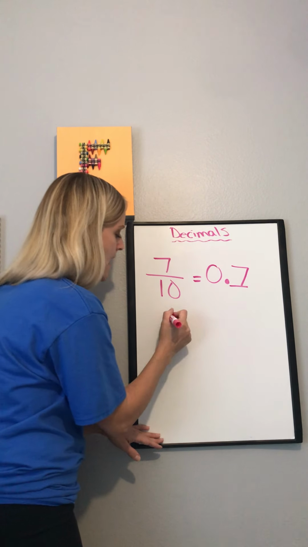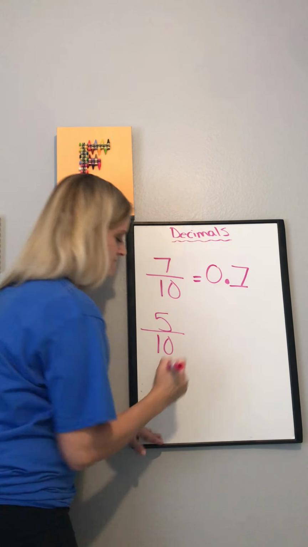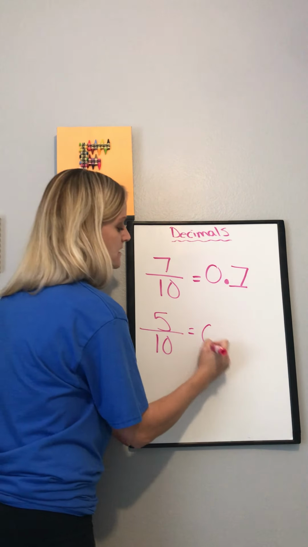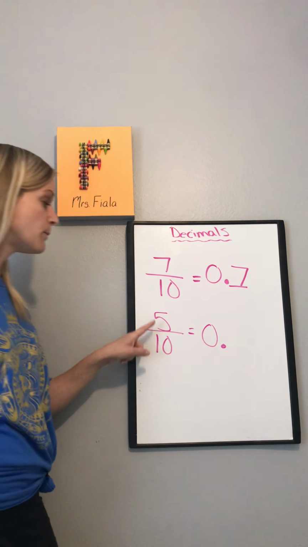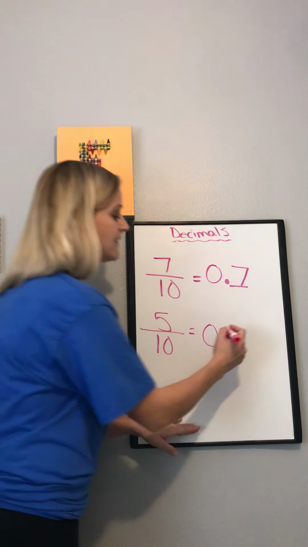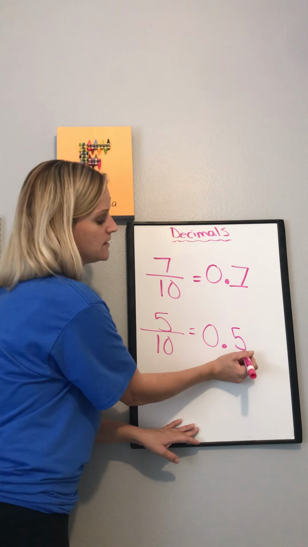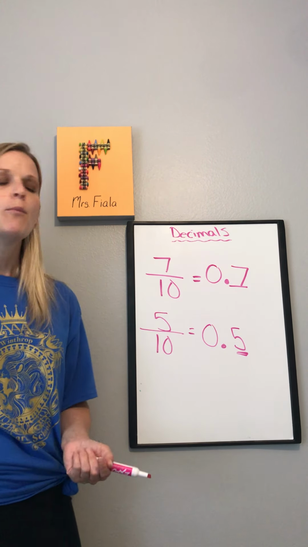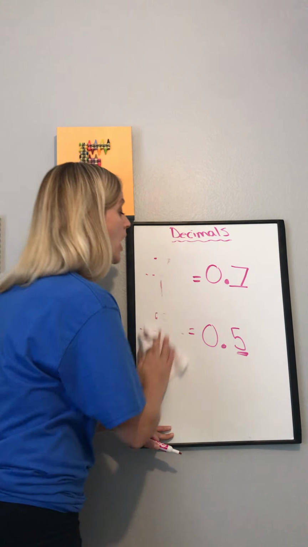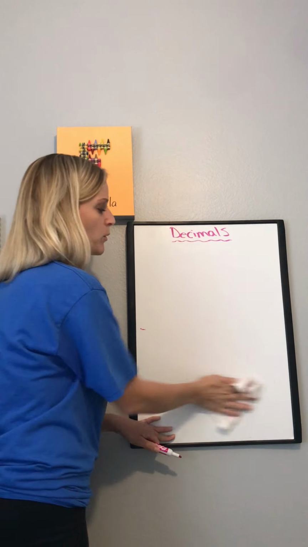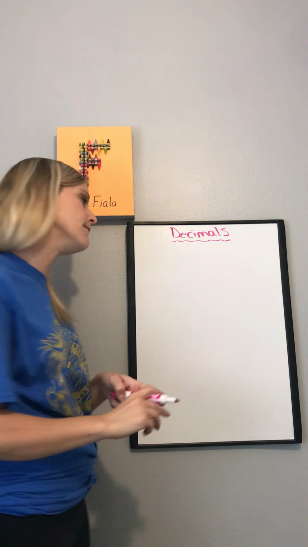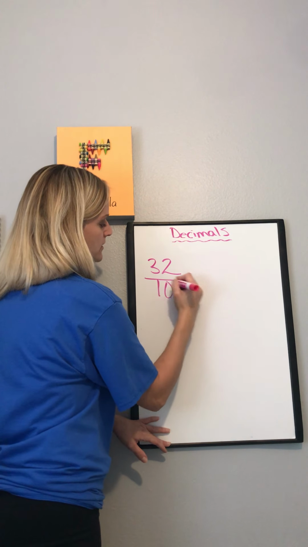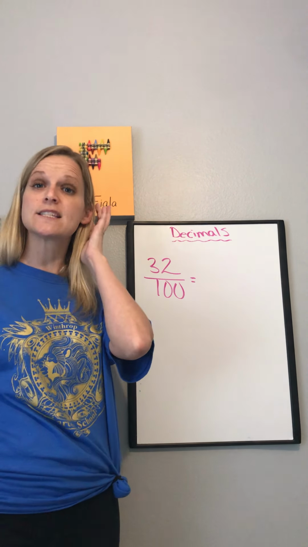Okay? What if you had 5 tenths? This is my fraction. Again, I'm going to write that as 0 point. And now I'm going to put a 5 in the tenths place. The tenths place is right next to that decimal point. Okay? But what if I had something out of 100? Okay, remember we're talking about out of 10 and 100. That's it. So what if I had 32 hundredths? How would I write that as a decimal?